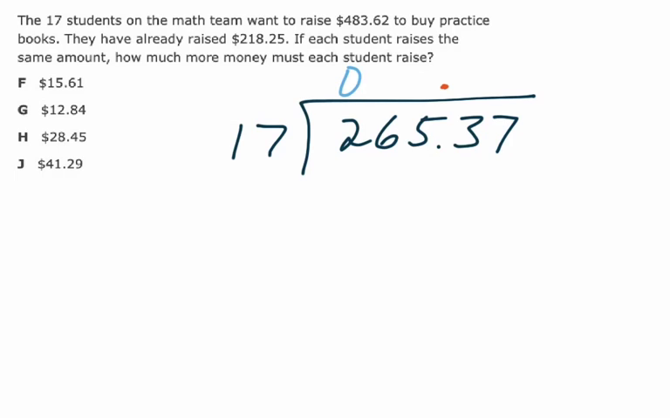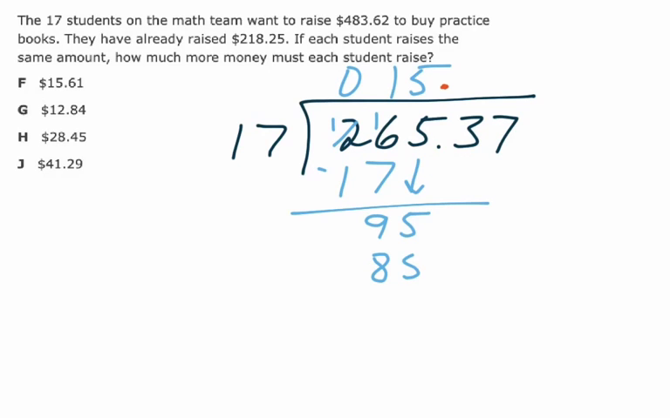17 does not go into 2, but 17 does go into 26 one time. That's going to be 17. You're going to subtract here and end up getting 9. Got to bring down a number and make it 95. So does 17 go into 95? It sure does. It goes in 5 times. And if we do 17 times 5, I think it's 85. So we'll put 85 there.